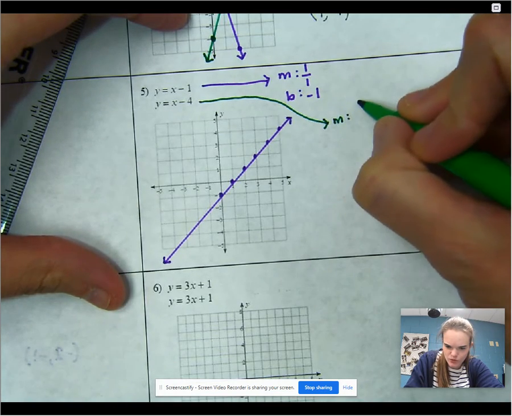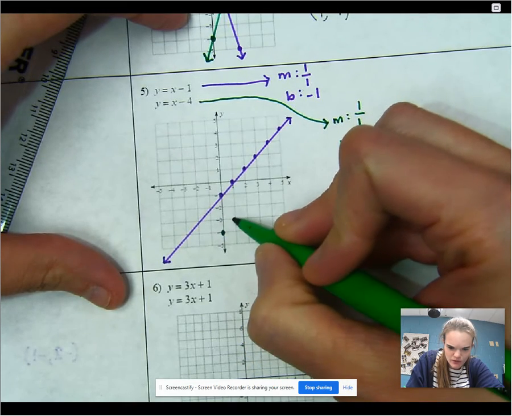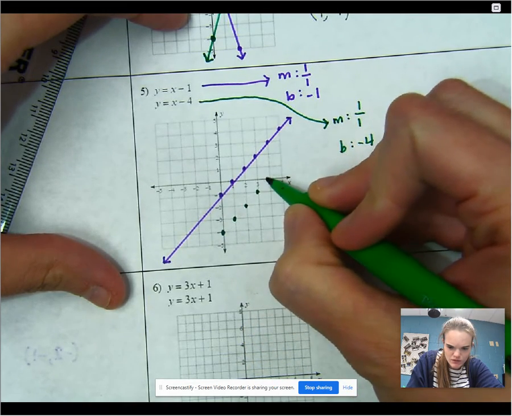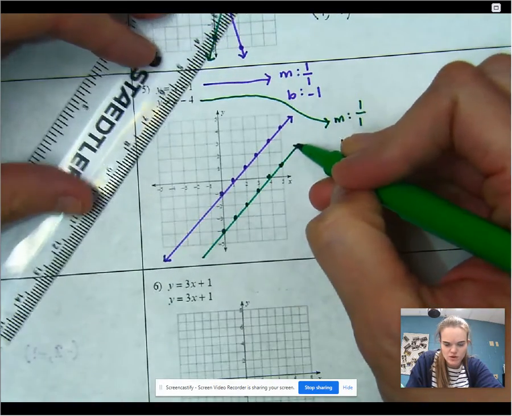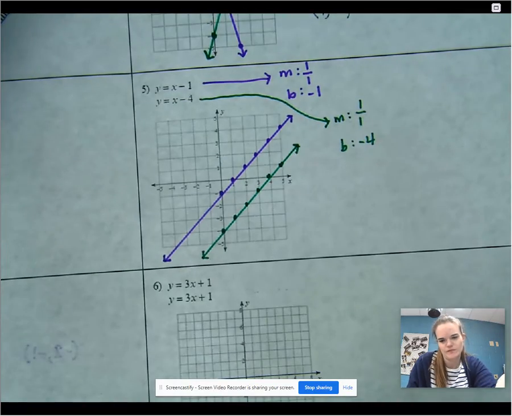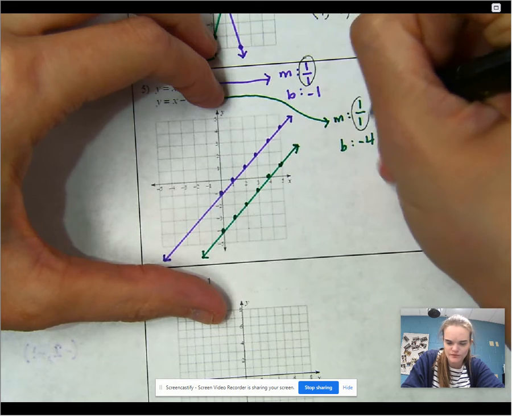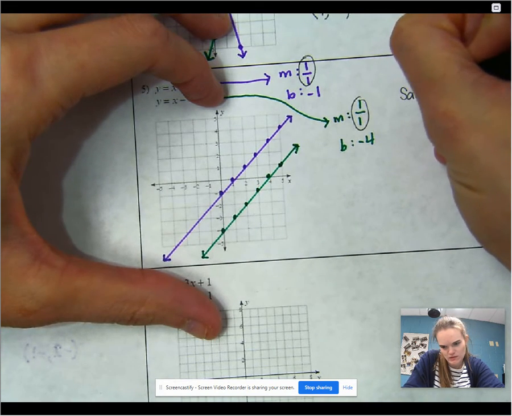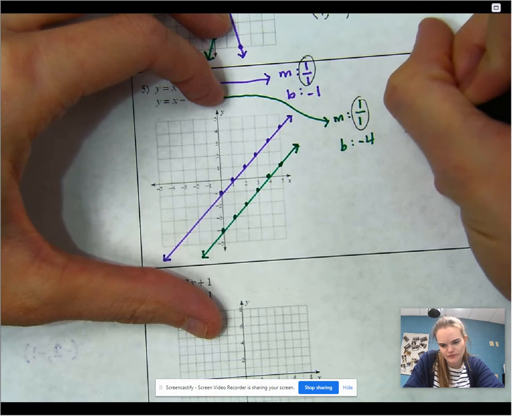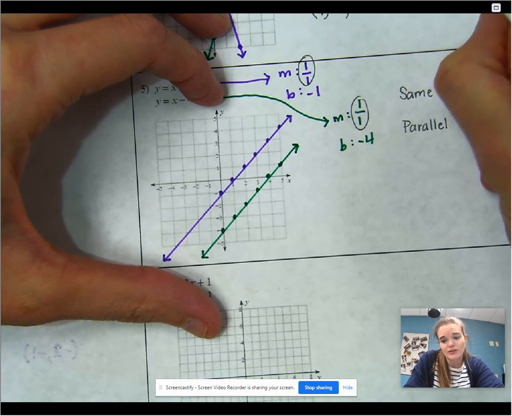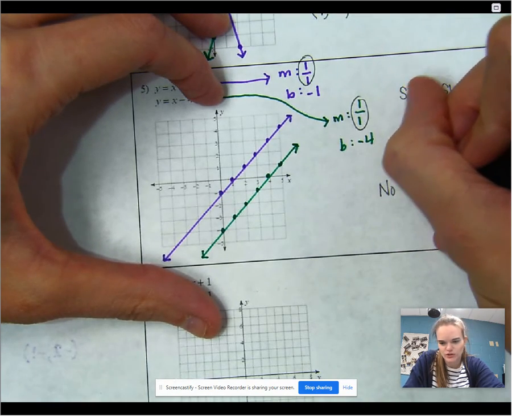Second one, the slope is 1 over 1. The y-intercept is negative 4. Start at negative 4 and go up 1 over 1. Ooh, these do not cross. If you have the same slope, that means that you are going to have parallel lines. Parallel lines never cross. So the answer is no solution.